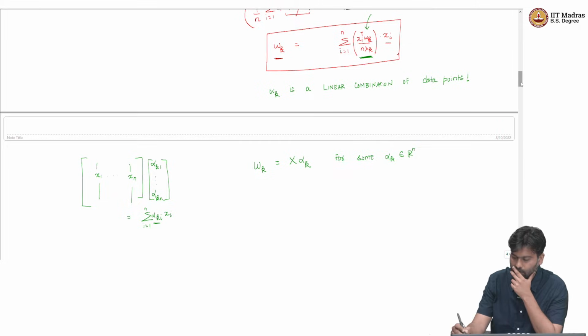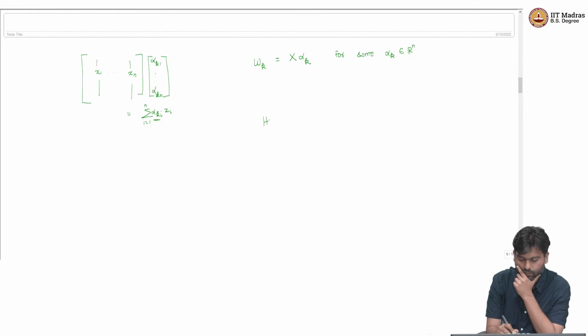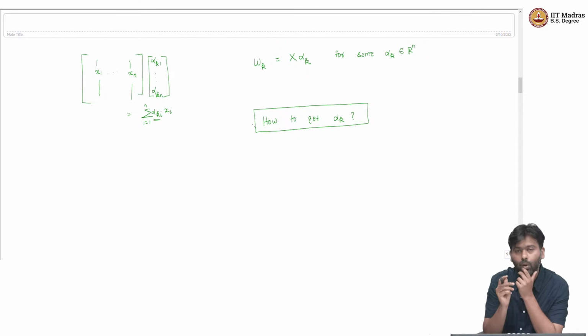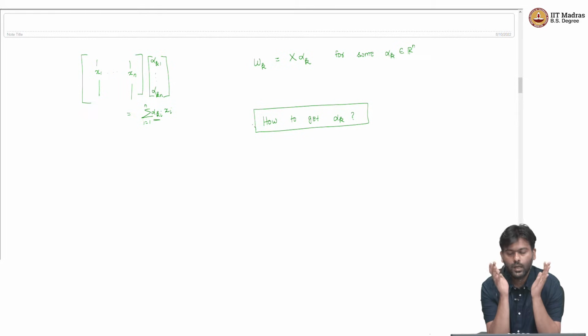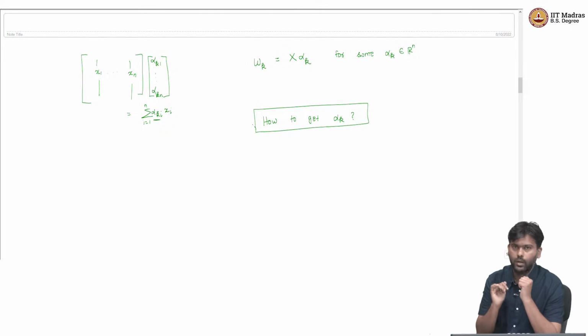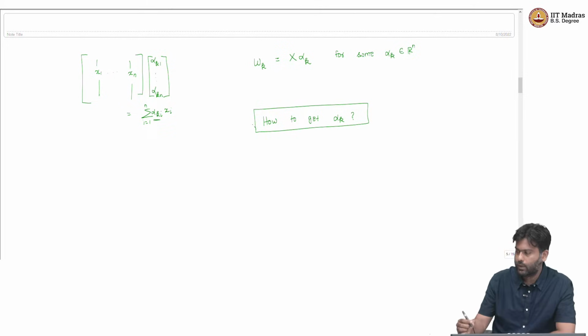Now, how can we get these alpha ks? That is the question: how to get alpha k. Once we have this, if we can somehow efficiently get alpha k, which does not require order of d cubed computation, then we are in business. Because the whole point was our eigenvector solvers are going to take order of d cubed, where d is the dimension or the number of features. If we can somehow get alpha k without spending d cubed time, then that is a good thing to do. So how can we do that is the question.